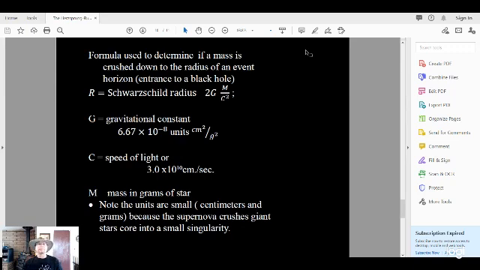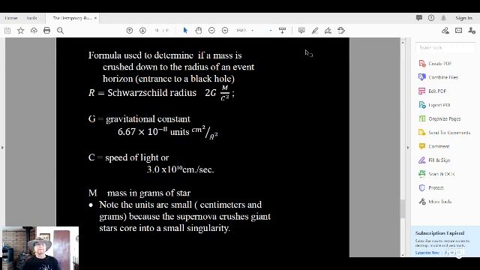Speed of light, I've converted it for you from kilometers per second, which would be 3 times 10 to the 5th, to 3 times 10 to the 10th. Okay, that's the same number. It's just a different unit. A whole lot of centimeters every second that light's traveling.